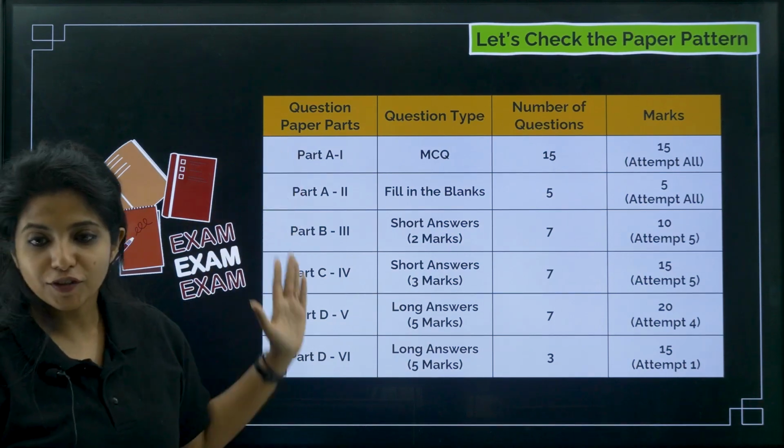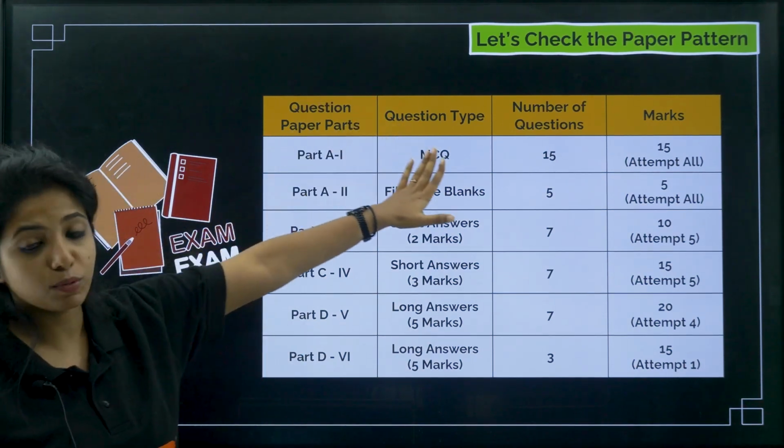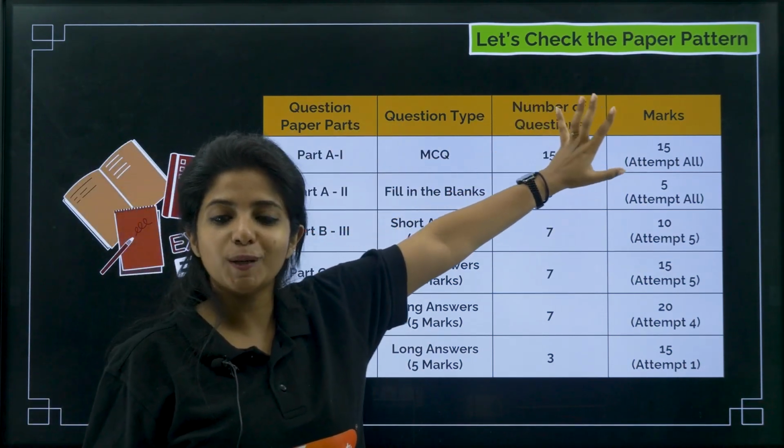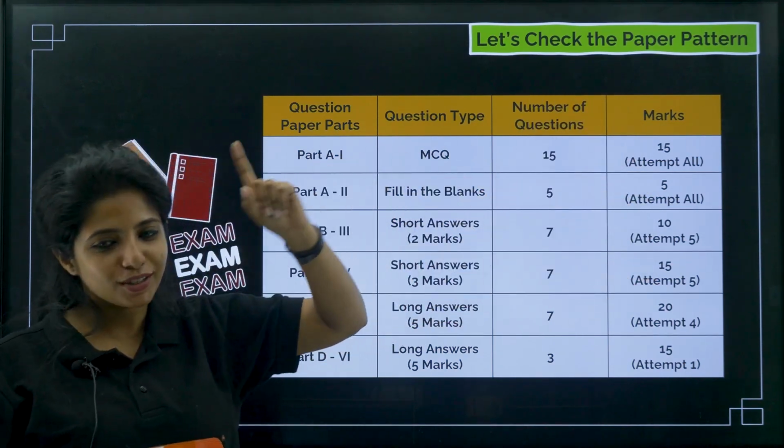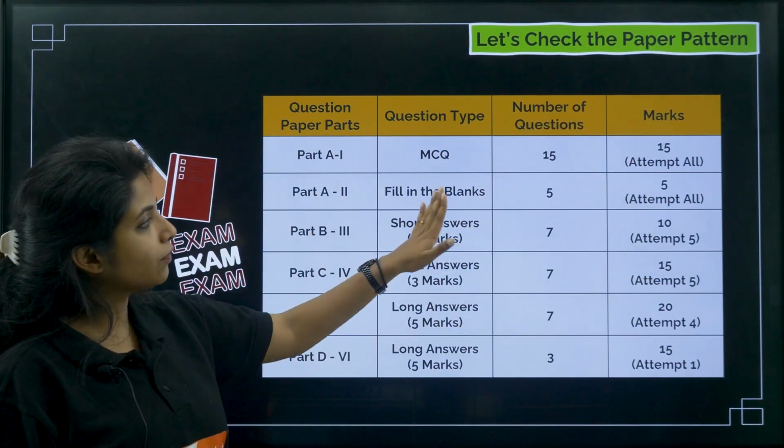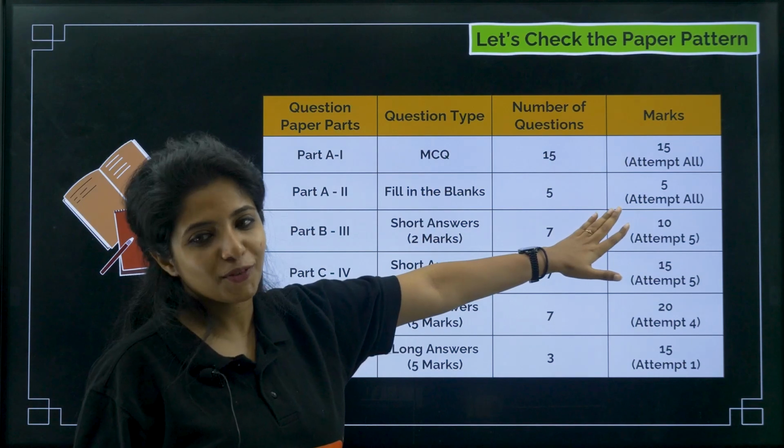So children, over here we have 6 parts. Part A will be having MCQ questions. How many? 15 of them. You can attempt all 15 and get 15 marks because you get 1 mark for each question. Then we have fill in the blanks. You have 5 questions. You can attempt 5 questions.